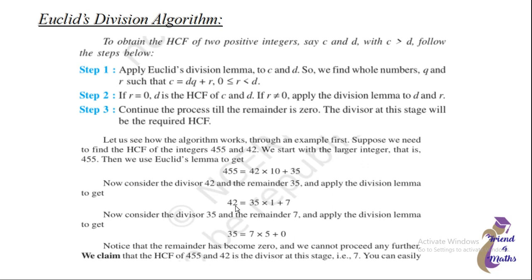Taking 42 as a, 42 equal to 35 into 1 plus 7. 1 is the quotient when dividing these two numbers and 7 is the remainder. Again in this step, 7 is not equal to 0. So again we have to apply the equation to 7 and 35. Here 35 equal to 7 into 5 plus 0. Here the remainder is equal to 0. So we can stop here, and the divisor in this stage, 7, will be the HCF of these two numbers. Okay.